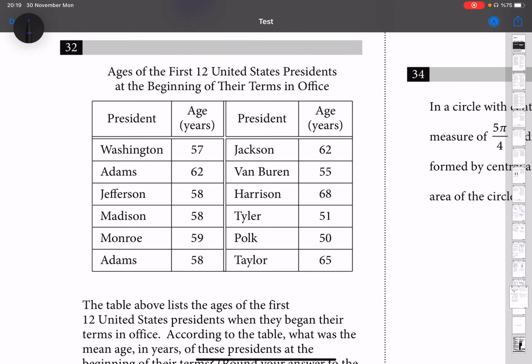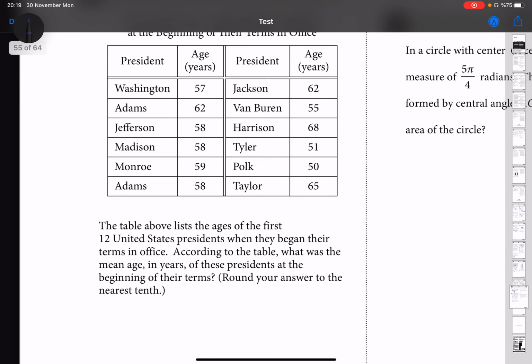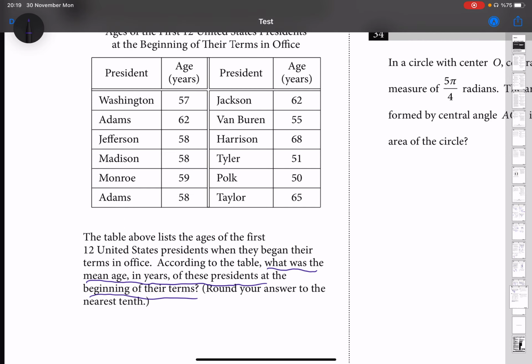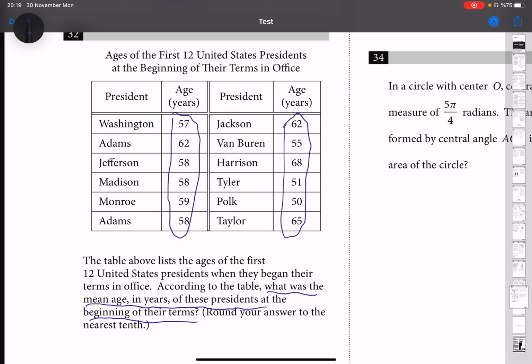Question 32. The ages of the first 12 United States presidents at the beginning of their terms in office are shown in the table. And the question asks, what was the mean age in years of these presidents at the beginning of their terms? Oh, that's a long summation question. You should add all of these ages and divide by 12 because there are 12 presidents in total.